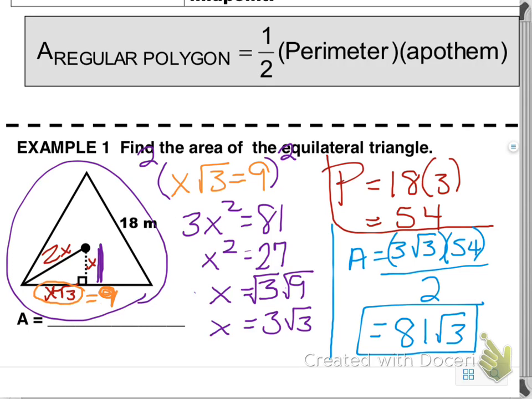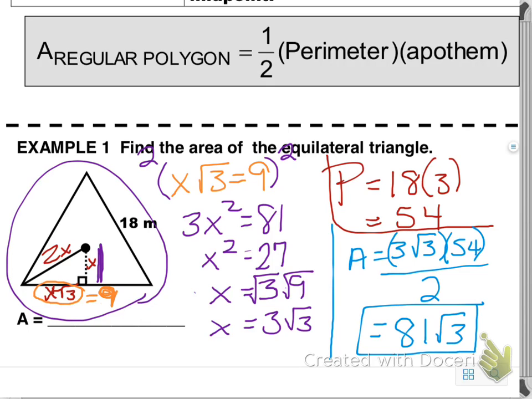To find the square root of that, I've factored it out, so we have the square root of 3 times the square root of 9, which gives us 3 square root of 3. So your apothem for this example is 3 square root of 3. Then I had to find the perimeter of the shape. The perimeter is just a side length times 3, so we got 54 units.